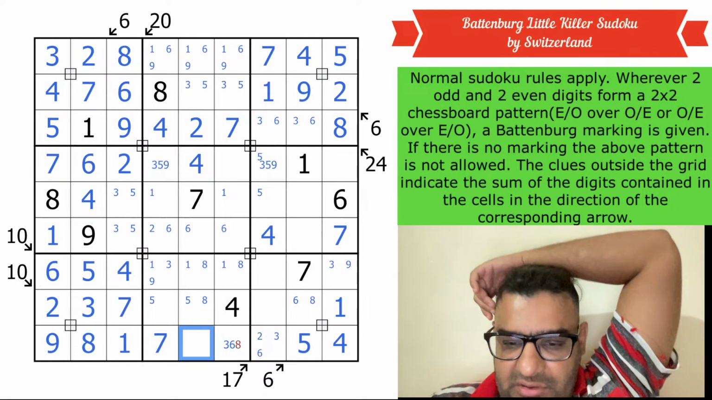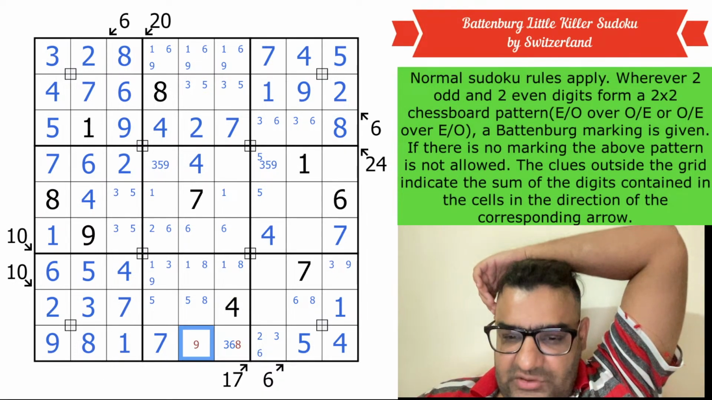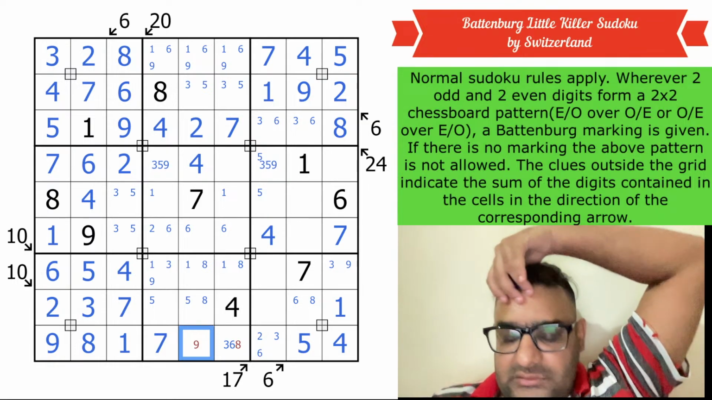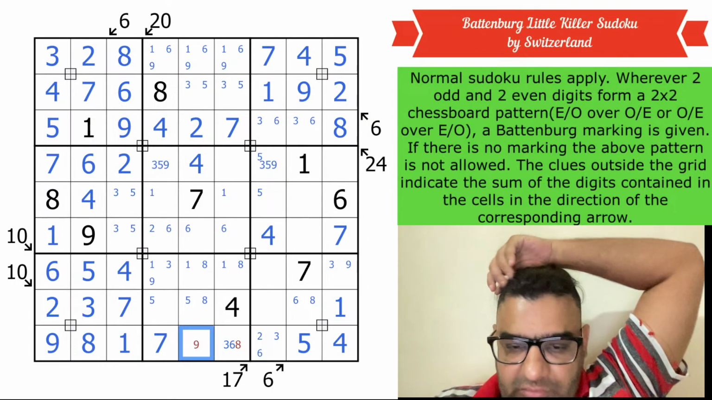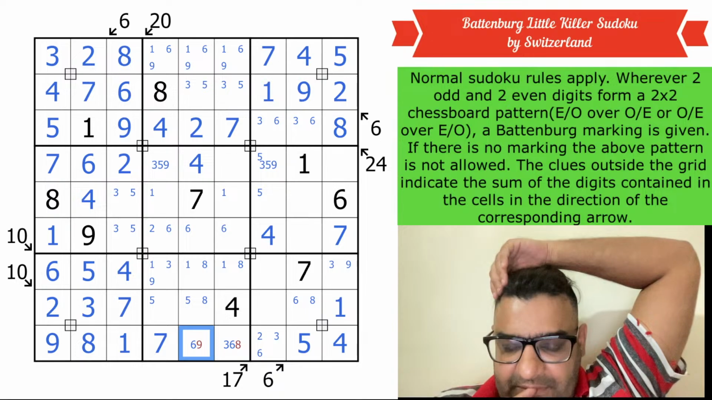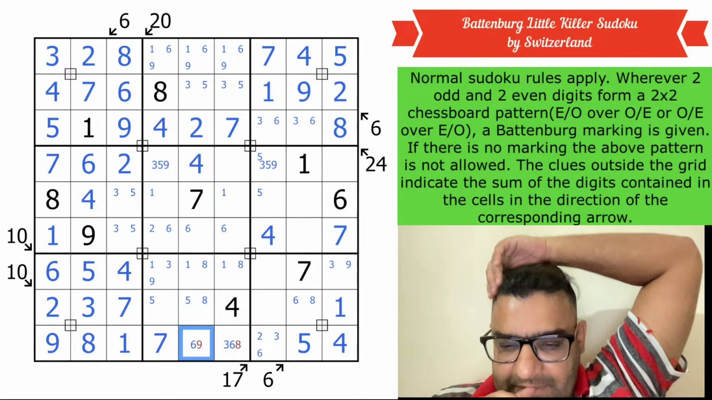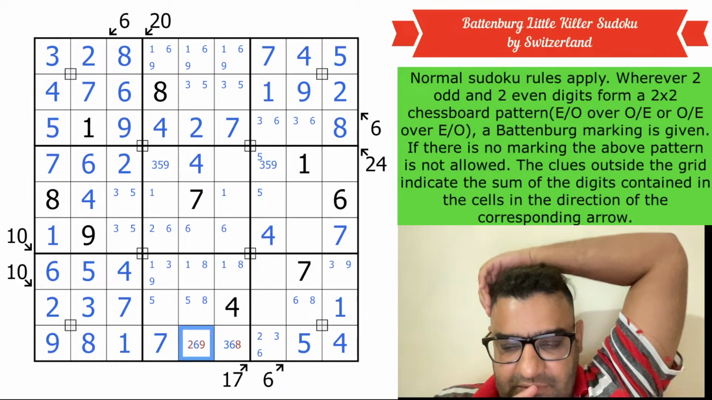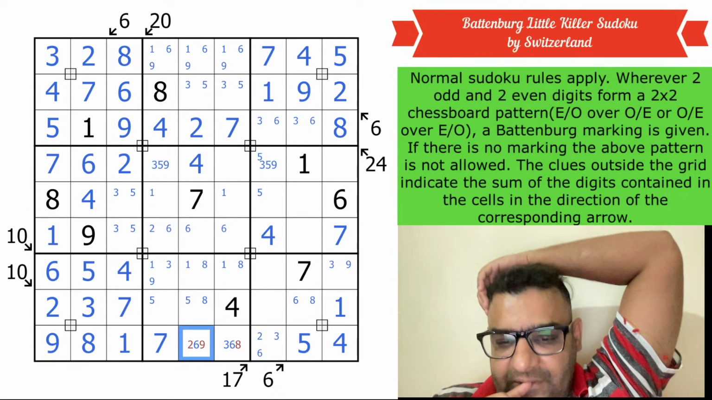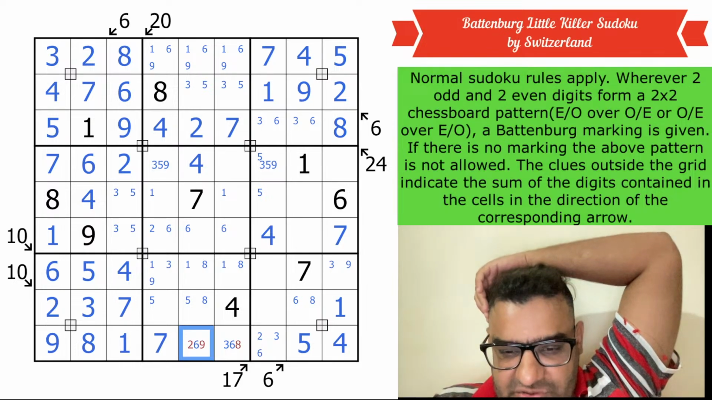It is going to be 9, 9 and 6. How much is that? 6, 9 is 15 and 2 and 2. So it is 2, 6, 9 and 3, 6, 8. So let me check.